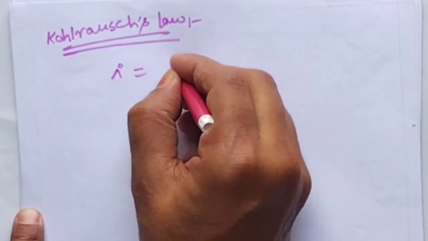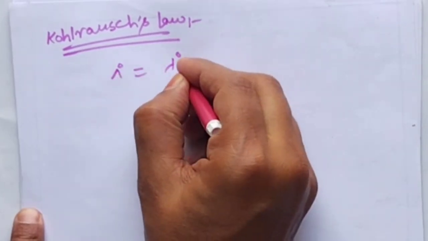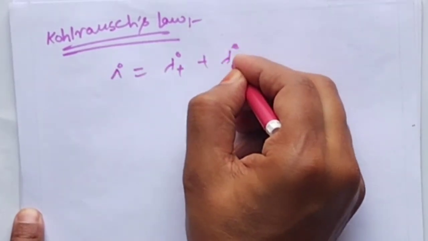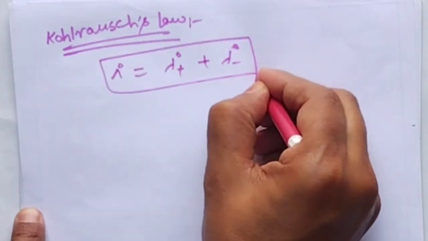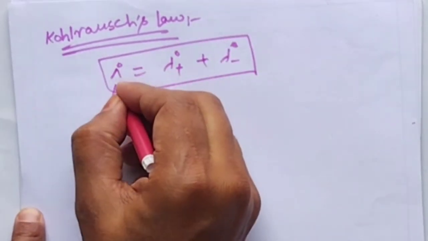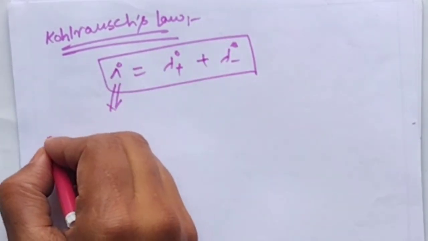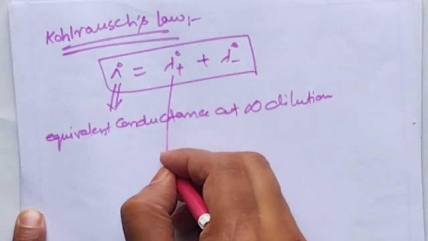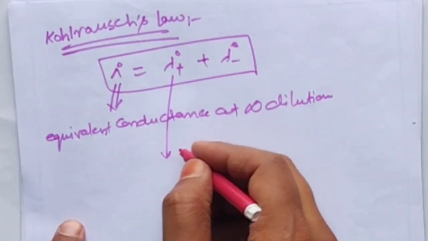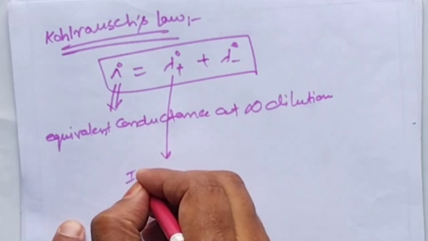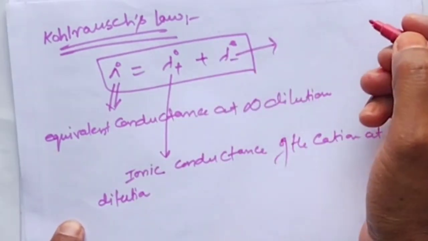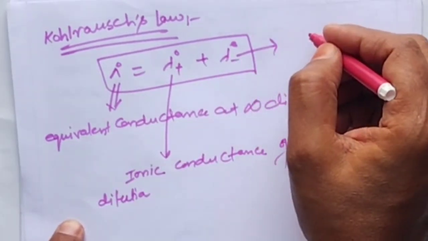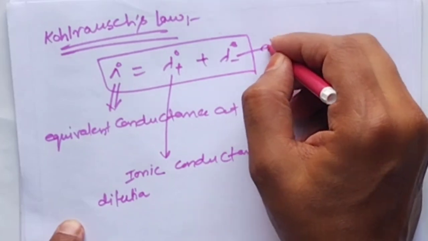Mathematically, this law can be expressed as Λ₀ = λ₀⁺ + λ₀⁻. This is the equivalent conductance at infinite dilution. This is the ionic conductance of the cation at infinite dilution. This is also the ionic conductance of the anion at infinite dilution.